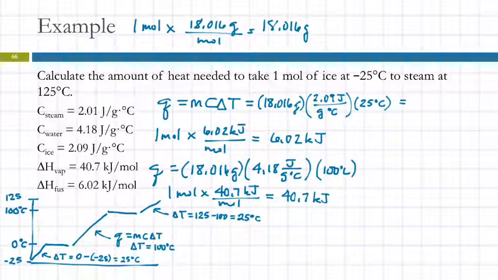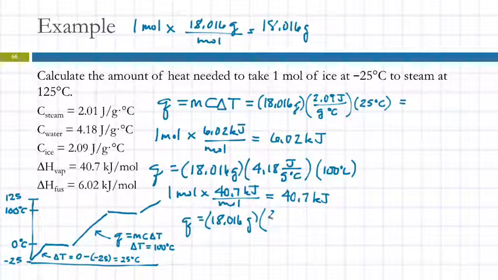I'm going to erase this here. The temperature change here was 25 degrees, but I need that space. So heating the steam, we got the mass again, 18.016 grams. And now we're going to use the specific heat capacity of steam, 2.01 joules per gram degrees Celsius, times the change in temperature there, which we determined was 25 degrees Celsius.